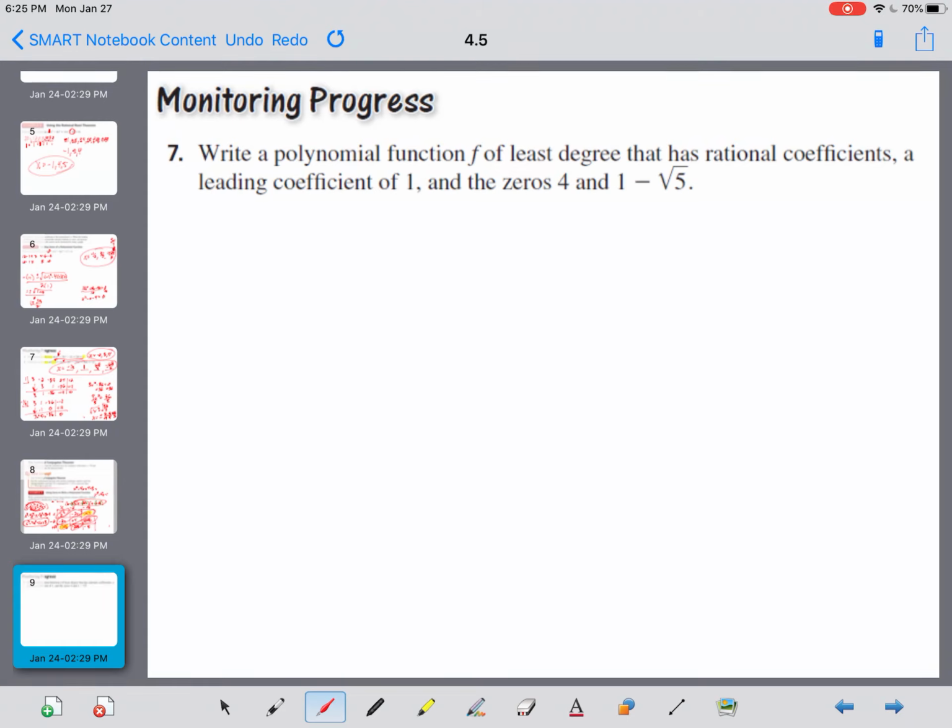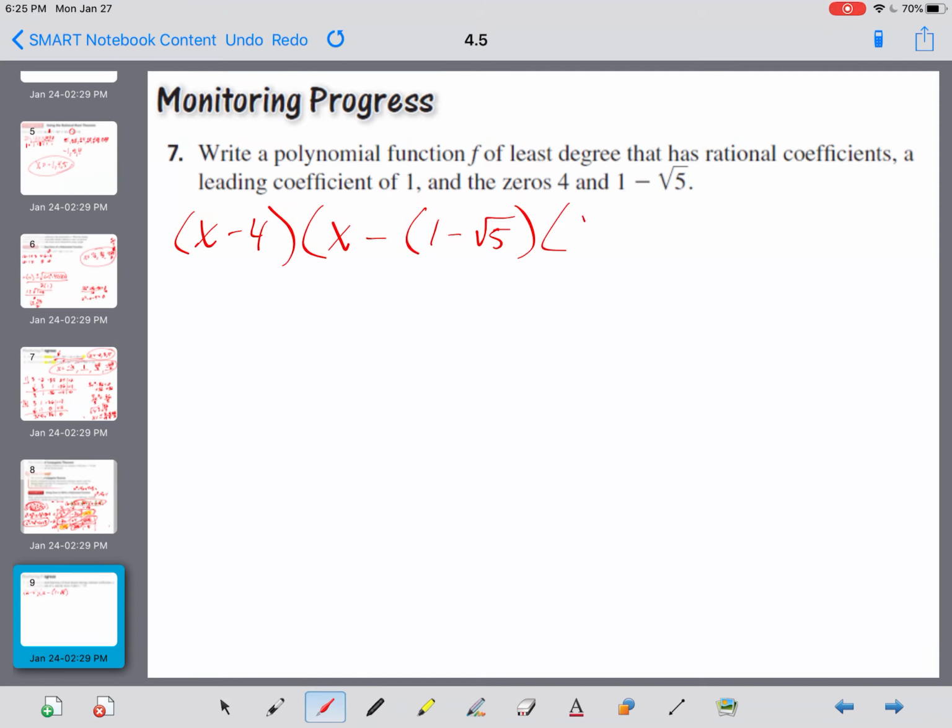So we had a polynomial function of the least degree that has rational coefficients and a leading coefficient 1. Same story as last time. Here's my zeros. 4 and 1 minus the square root of 5. So that means I'm going to do x minus 4, x minus 1 minus the square root of 5, and x minus 1 plus the square root of 5. You can take those little parentheses off, because you distribute the negative: the 1 goes negative, the square root of 5 goes positive, the 1 goes negative, the square root of 5 goes negative.